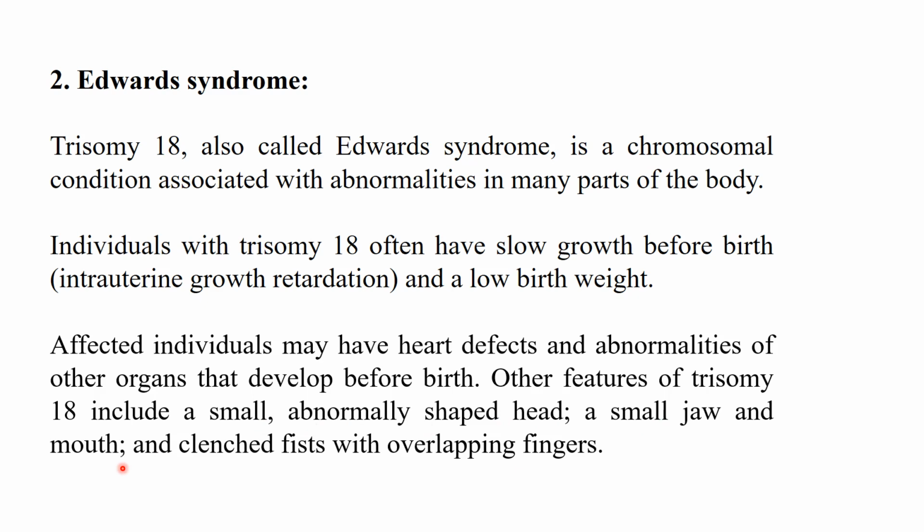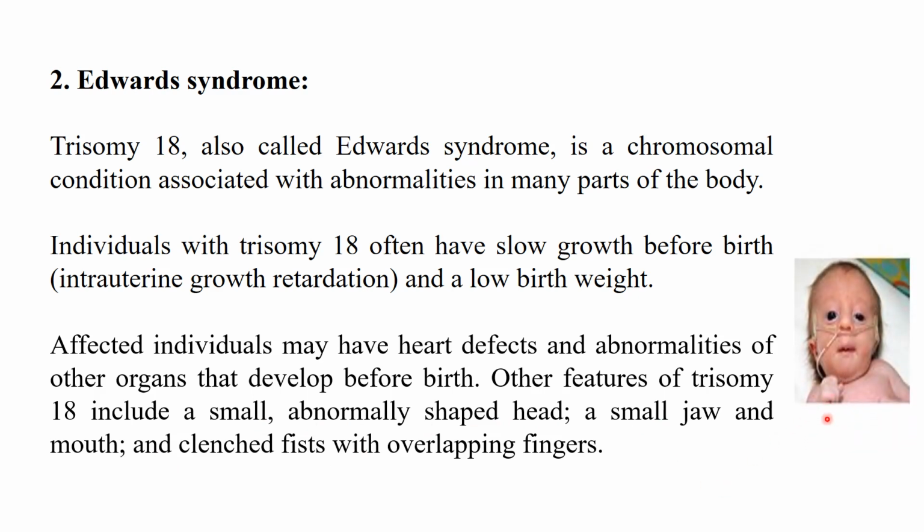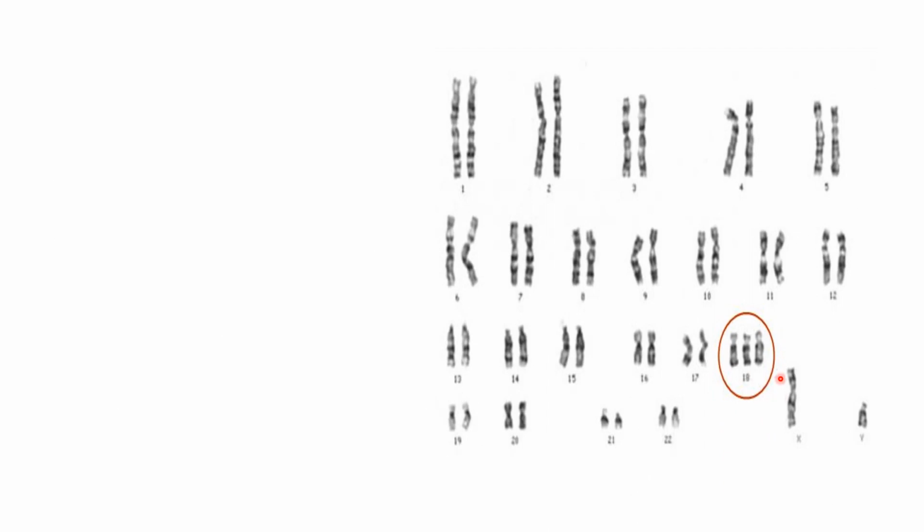The head will be small, the jaw will be small, the mouth will be small, and there is a clenched fist with overlapping fingers. These are the clenched fist with overlapping fingers. The child is suffering from Edwards syndrome. Head is small, mouth is small, all the characteristics shown for Edwards syndrome. Edwards syndrome has trisomy 18.